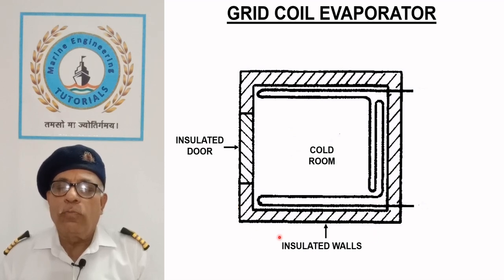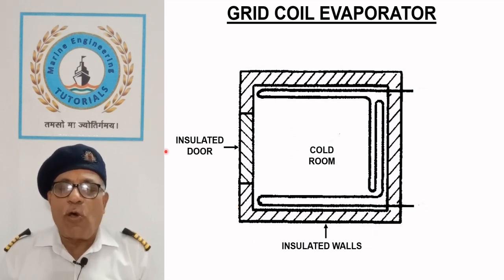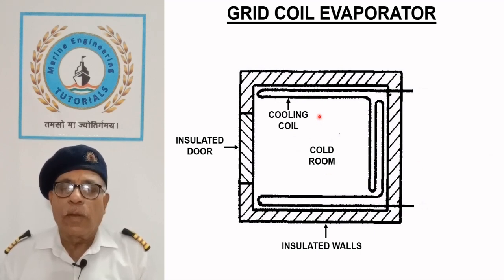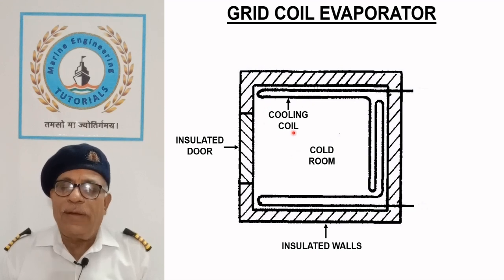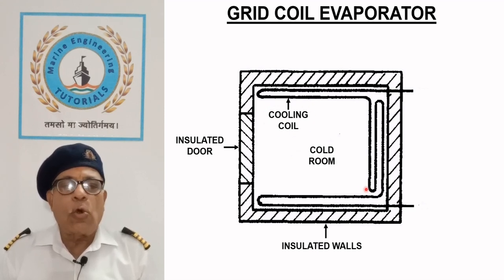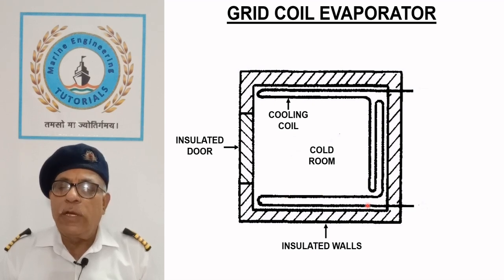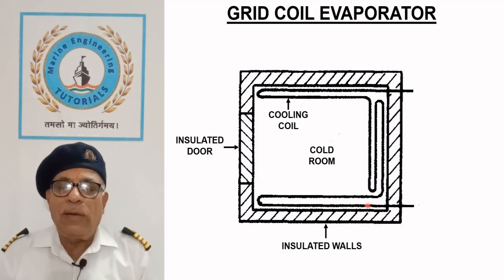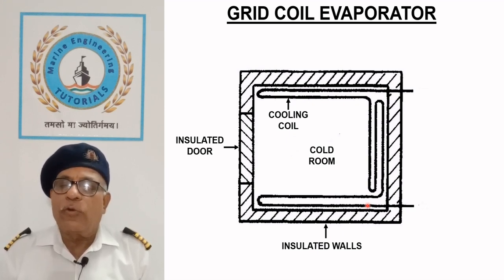The cold room consists of heavily insulated walls and a door to prevent the heat inflow from the surroundings. As the heat transfer between the refrigerant and surrounding air is by natural convection current, the cooling coil requires long tubing and a large quantity of refrigerant. Defrosting the cooling coil is very difficult and requires a hot gas technique.